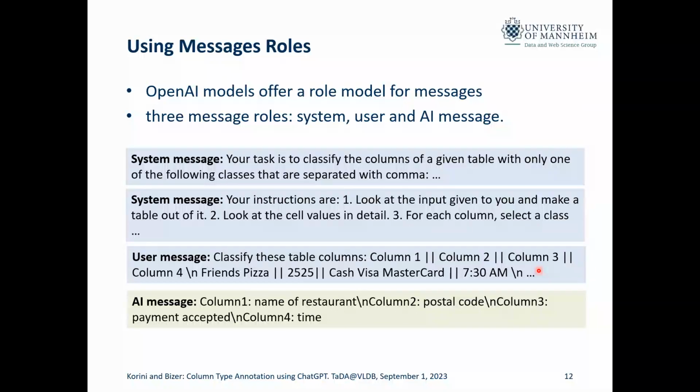The next step in our experiments was to explore the usage of message roles. Instead of passing to the model a simple prompt that contained all the tasks and instructions in a block of text, we divide the information into messages and give each of these messages a different role. So there are 3 different message roles that are provided by OpenAI models: system, user, and AI message. So we pass as system messages the task and the instructions, and using a user message, we pass our input. We then wait from the model an AI message where the column types are contained.